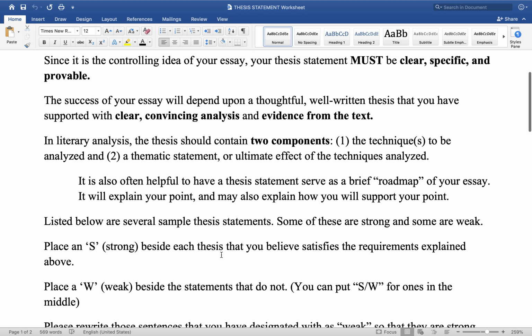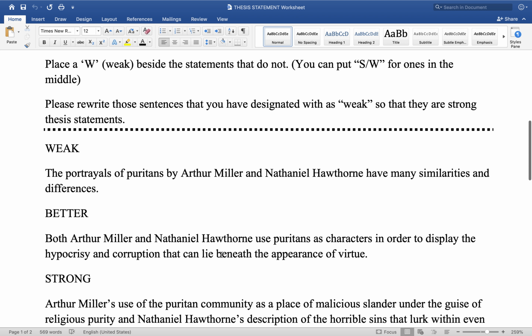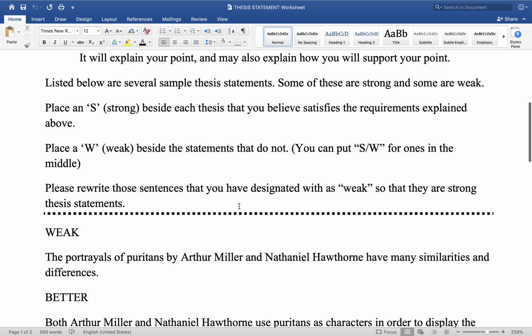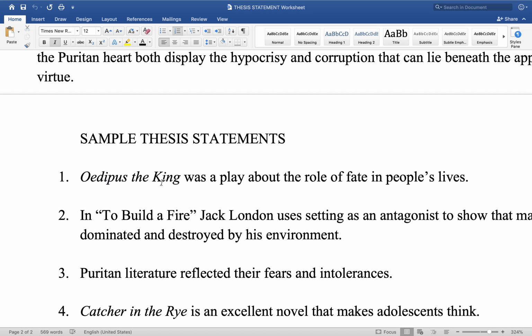So I had some examples down here, but I wanted to go through real quick these 10 on the back that I said would be strong or weak. So let's take a look at those. All right. Oedipus the King. I think that's how you pronounce this. You guys have read it. Sometimes if you want to do the Greek, it's Oedipus Rex. But Oedipus the King was a play about the role of fate in people's lives.